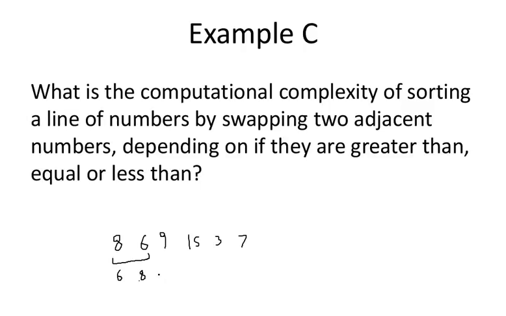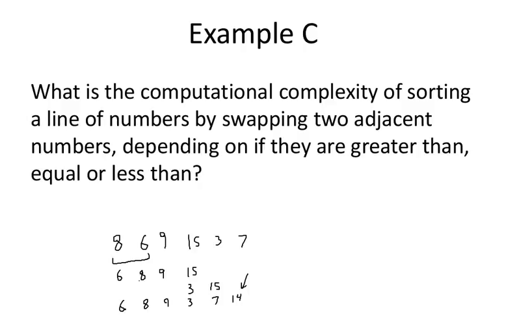Then you compare 8 and 9. They're in the correct order. Then you compare 9 and 15. They are in the correct order. Compare 15 and 3. You exchange those. 3 and 15. You compare 15 and 7, and you exchange those. And so let's go back and fill these existing numbers down. You now have 6, 8, 9, 3, 7, and 15. So one pass through will always put the largest number at the end.